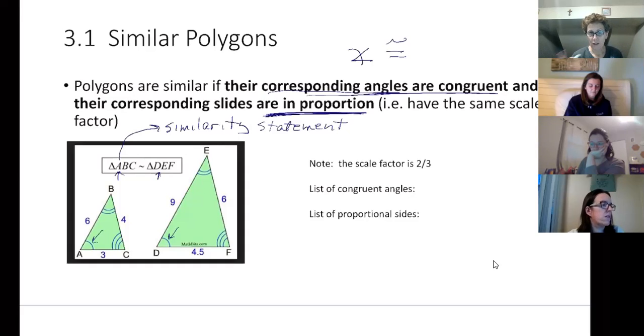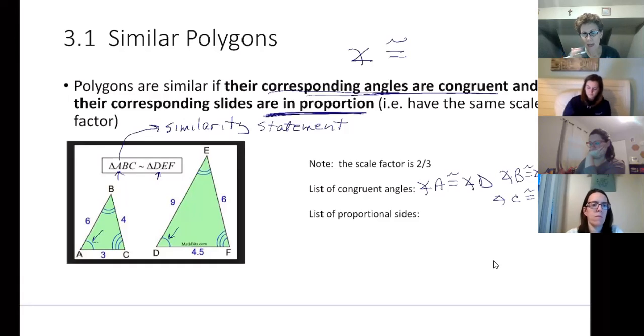So you can list out your congruent angles. I can either use my triangle or use my similarity statement, but angle A is congruent to angle D, and angle B is congruent to angle E, and angle C is congruent to angle F. You want to use that angle symbol when you're talking about angles. And that equal sign with the little tilde is a congruency symbol.